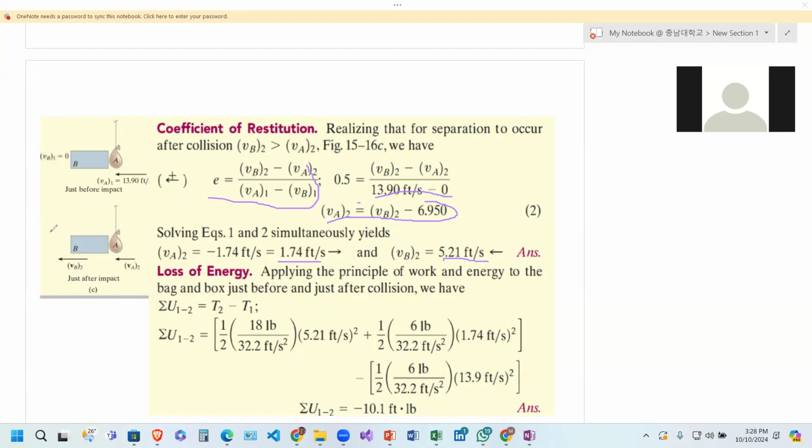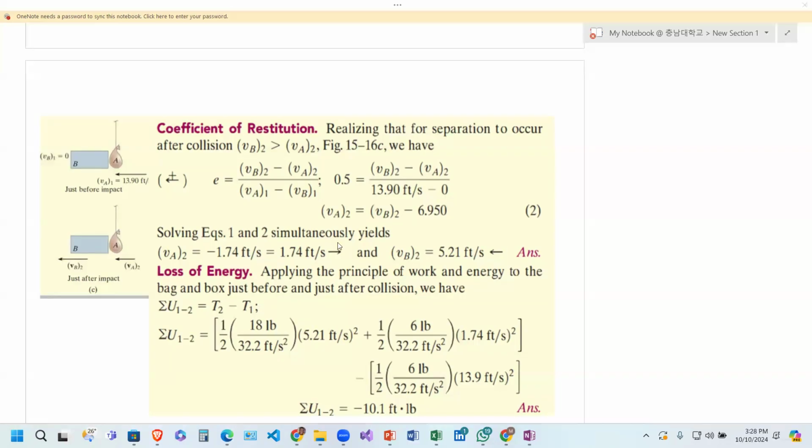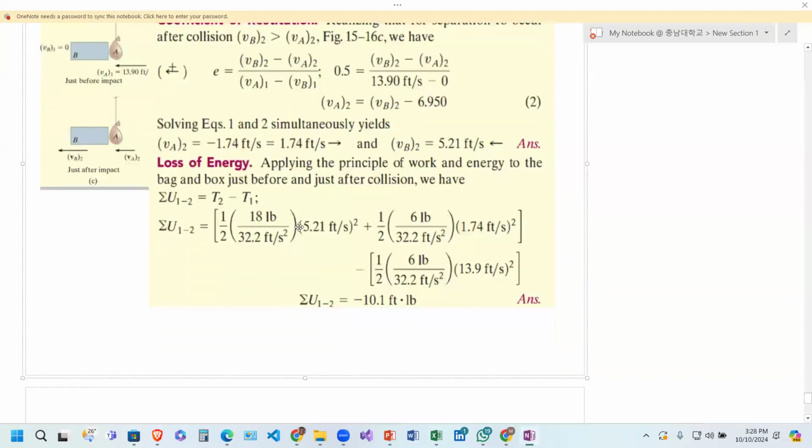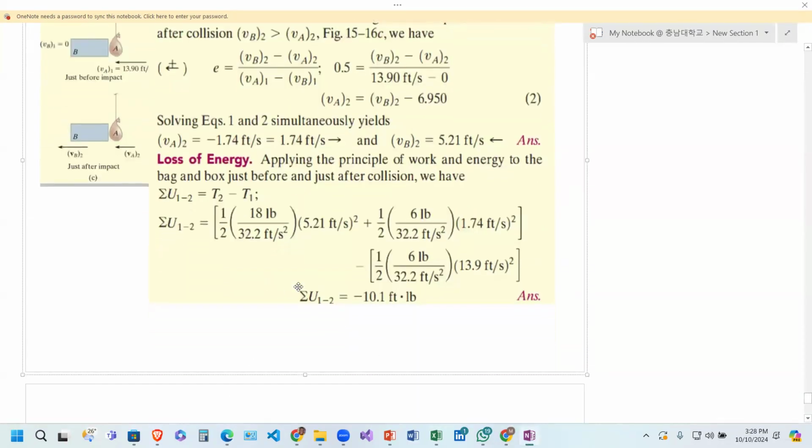Now, the next thing that we need to know is, how do we determine the energy loss? How do we get the energy loss? That is very important. Now, for you to get the energy loss, we are going to apply the principle of work and energy to the bag and box just before collision and just after collision.